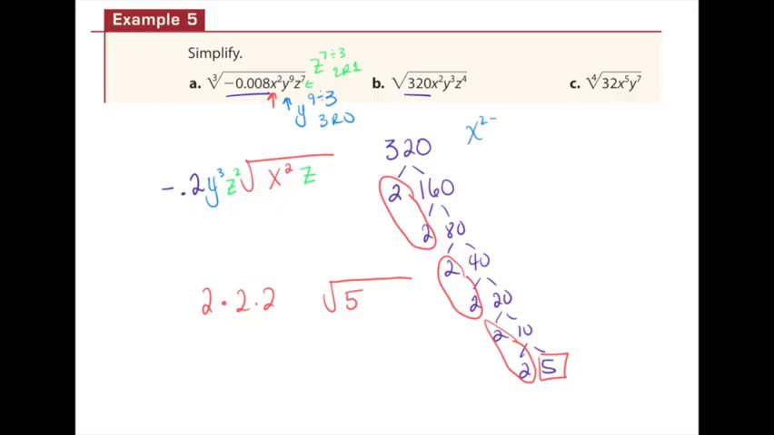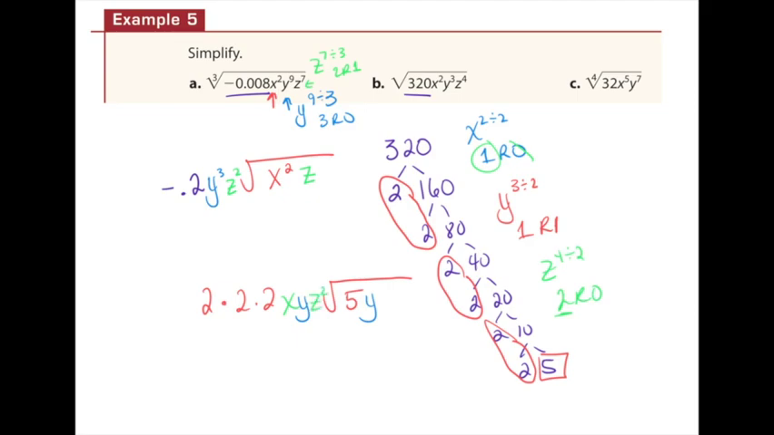Then I'm going to look at my variables. X squared divided by 2. That's a 1 remainder of 0. I have an x that comes out. None of my x's stay in. For my y, I have y to the 3 divided by 2. 1y stays in. Remainder of 1 comes out. And then I have z to the 4 divided by 2. That is 2 remainder of 0. Two z's come out, no z's stay in.